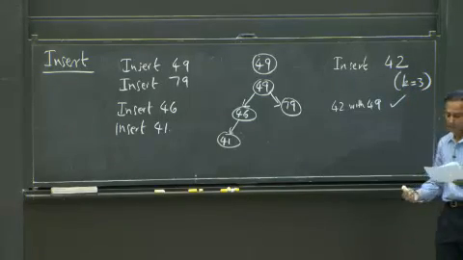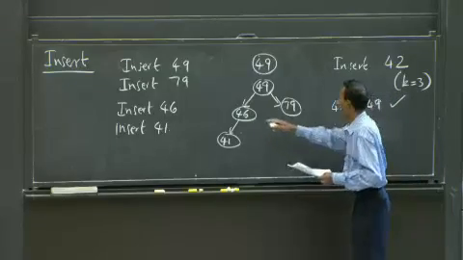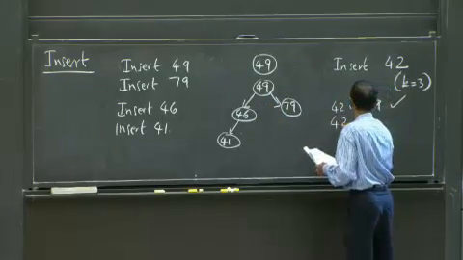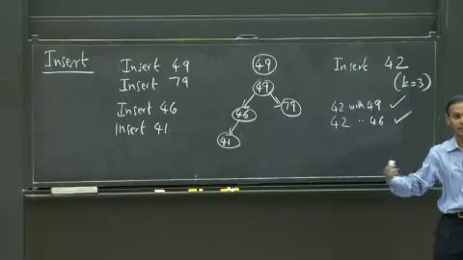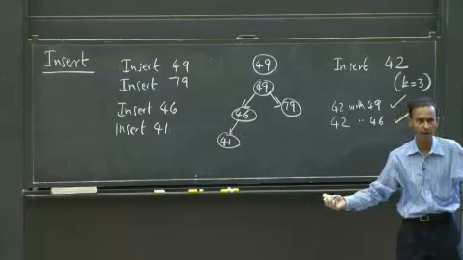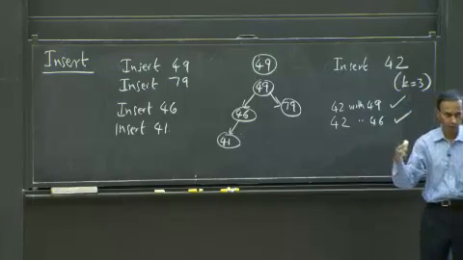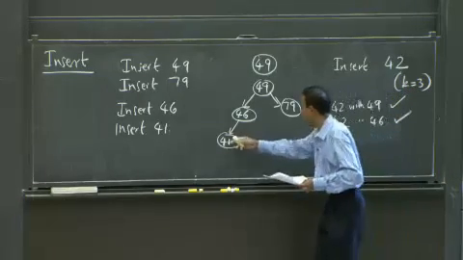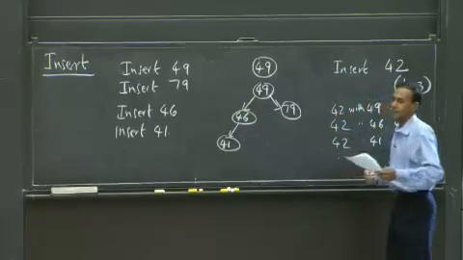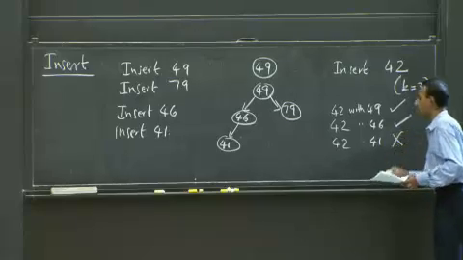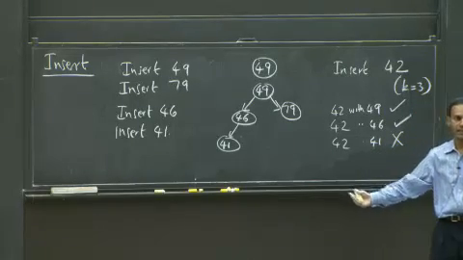And 42 is less than 49, so you go left. And then you compare 42 with 46. And again, it's less than 46, but it's more than 3 away from 46. So that's cool. And you go left. And then you get to 41, and you compare 42 with 41. In this case, it's greater, but it's not k more than it.